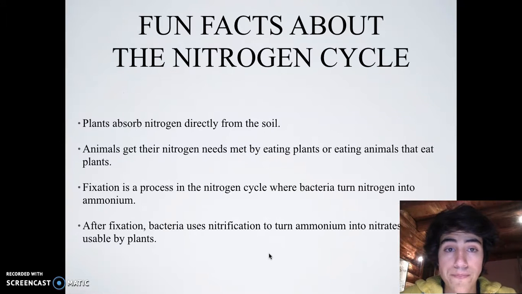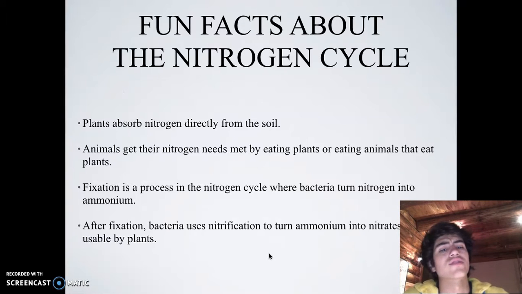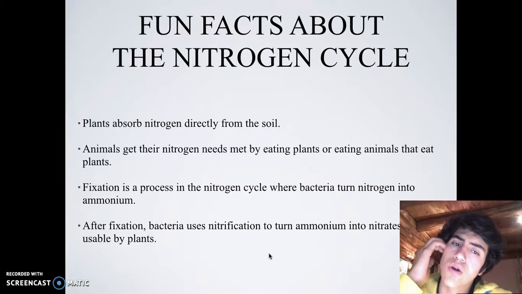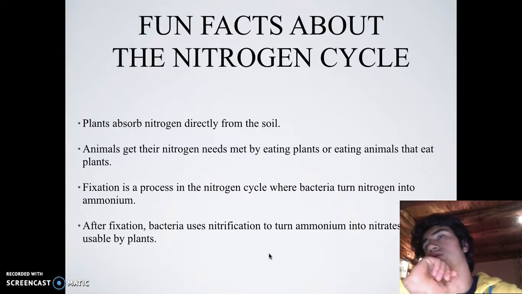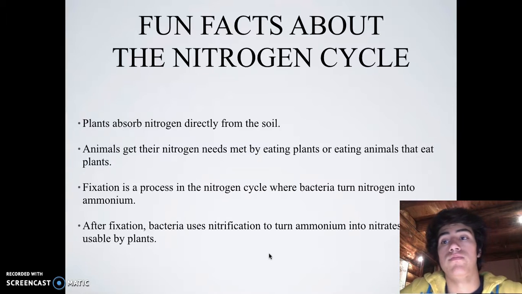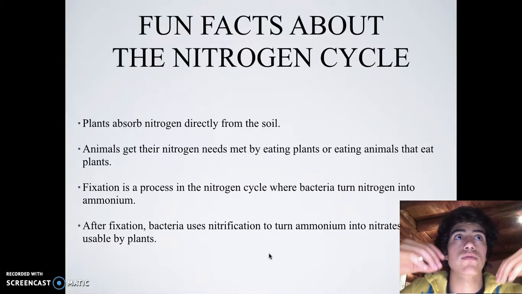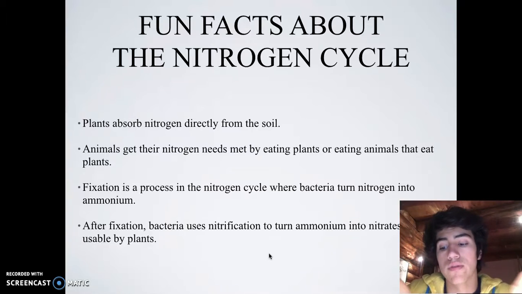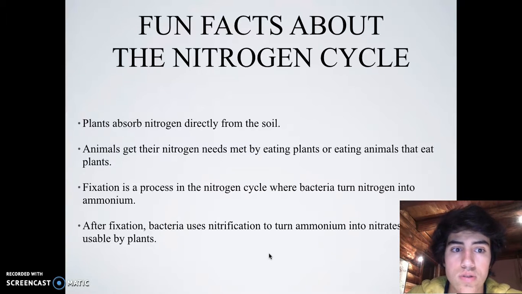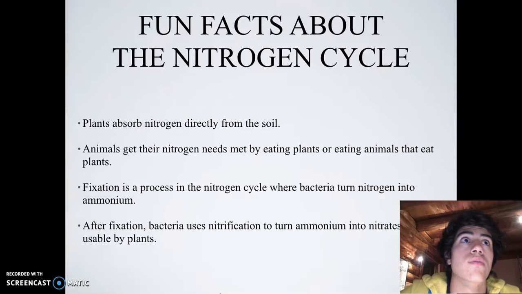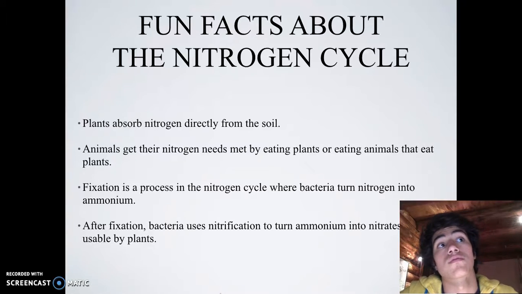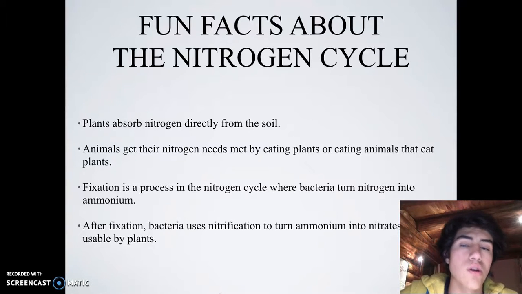So, some fun facts about the nitrogen cycle: plants absorb nitrogen directly from the soil, so that means there's enough nitrogen in the soil. Plants will grow well, and they'll absorb it by the roots. Animals get their nitrogen needs met by eating plants or eating animals that eat plants. So we people get our nitrogen needs from greens or from meat that we eat because we eat other animals.